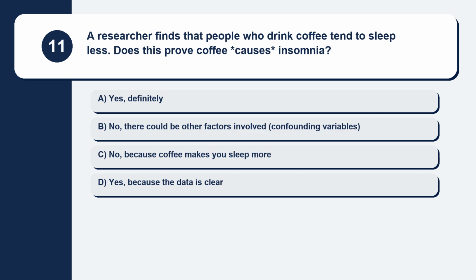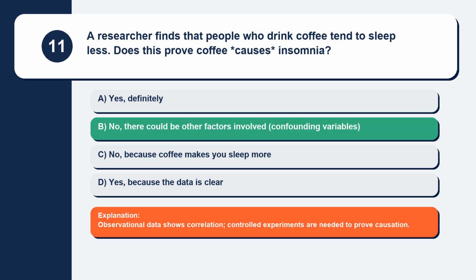Question 11. A researcher finds that people who drink coffee tend to sleep less. Does this prove coffee causes insomnia? Yes, definitely. No, there could be other factors involved, confounding variables. No, because coffee makes you sleep more. Yes, because the data is clear. Observational data shows correlation; controlled experiments are needed to prove causation.